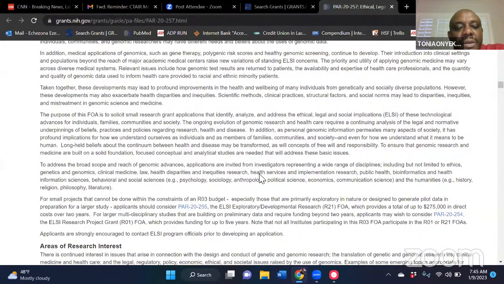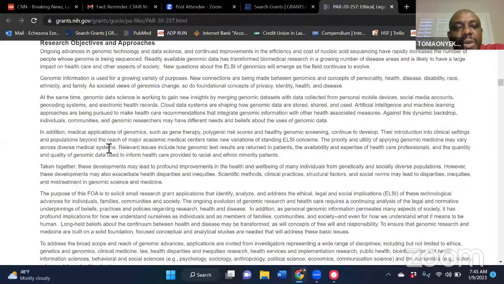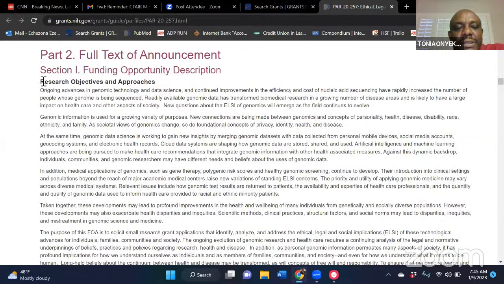Then when you come down here, in this background here, you want to pay attention to this area. This area is research objective and approaches. So you want to see, again, remember, you are asking for funds to do work that is dear to you. In doing that, you want to make sure that your idea also fits into the objective and area of interest for the funding agency.